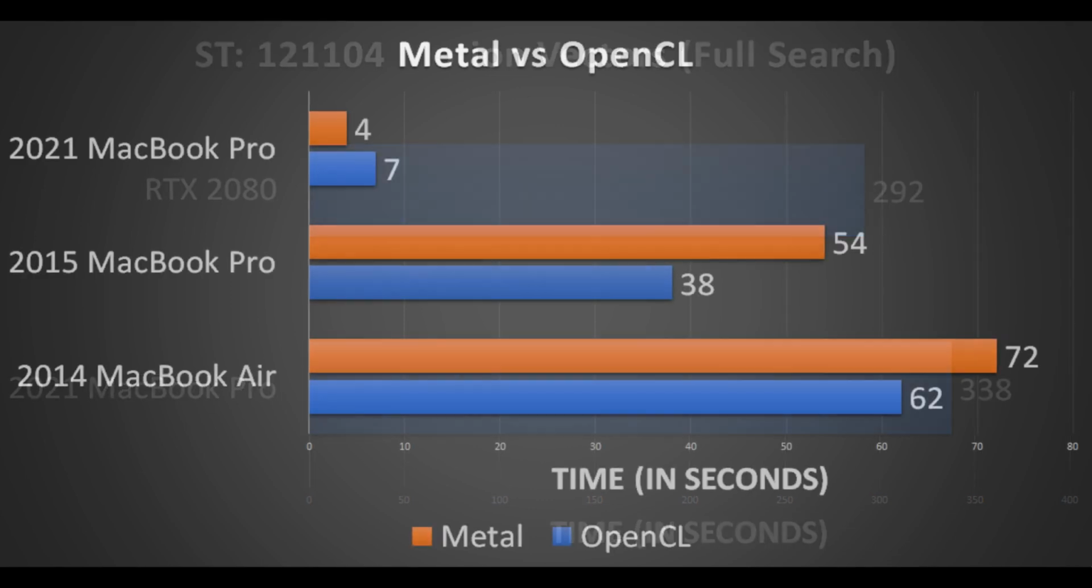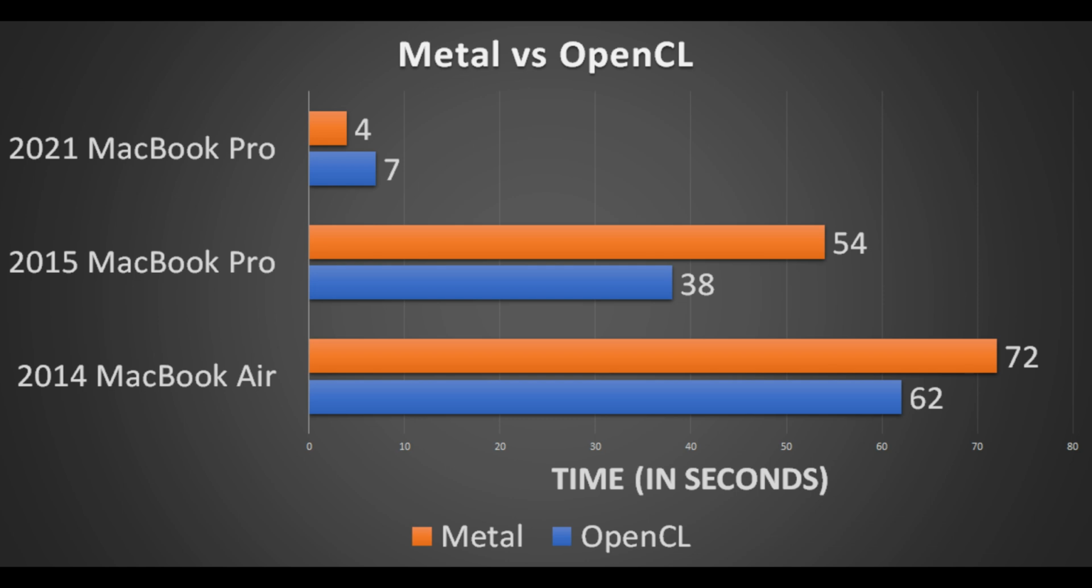And finally, I also wanted to compare Metal versus OpenCL. So when would you choose one over the other? Well, as it turns out, the older Intel-based Mac computers appear to do better with OpenCL, and the reverse is true with the newer Apple Silicon systems. So as you can see here, both the 2014 and 2015 Intel-based Mac computers seem to do better with OpenCL, whereas the newer 2021 MacBook Pro, which is an Apple Silicon M1 Max computer, seems to do better with Metal.